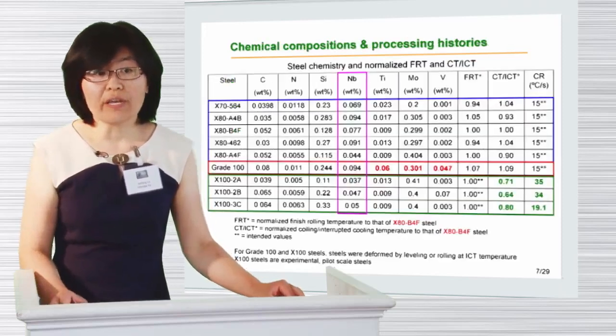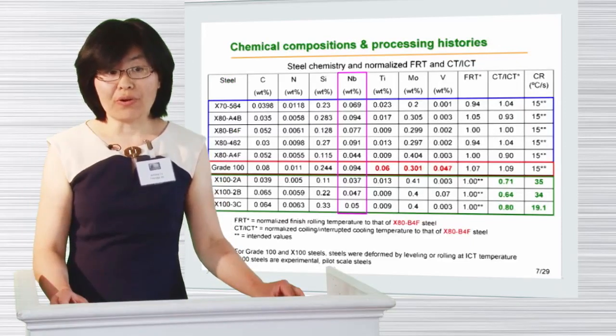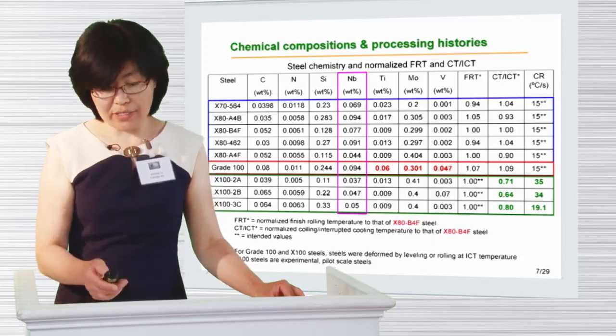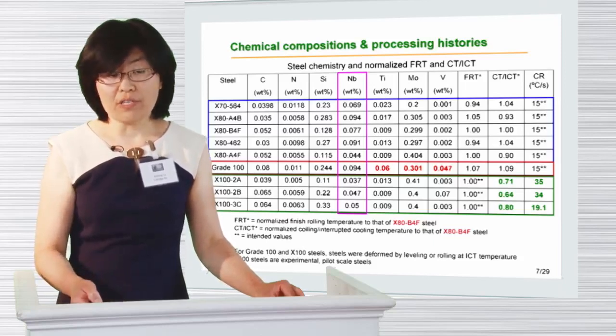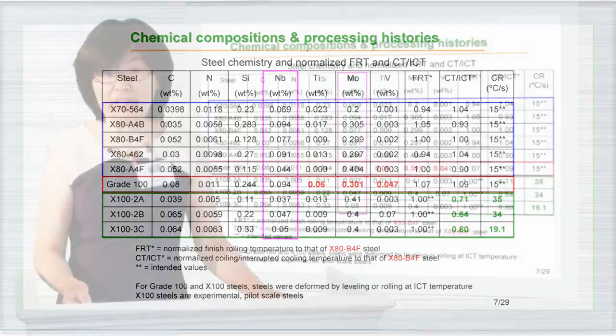And this table shows the chemical composition and processing histories of the steels that have been used in our research work. There are 9 types of steels. So we have X70, 4 types of X80, 1 grade 100, and 3 X100 steels. So from chemistry, we can see that they have niobium, titanium, moly, and vanadium elements in these steels. For the processing histories, here we provide the normalized finish rolling temperature and cooling temperature compared to one of the X80 steels.